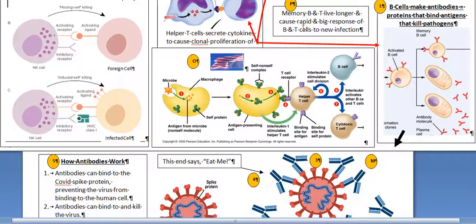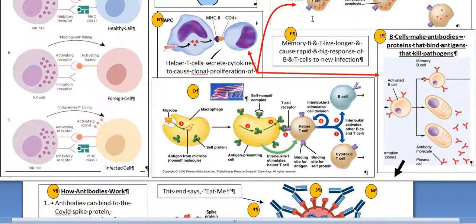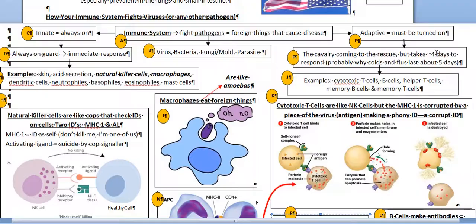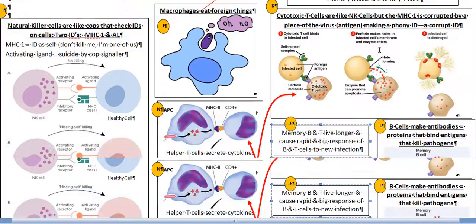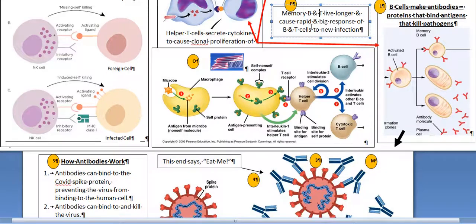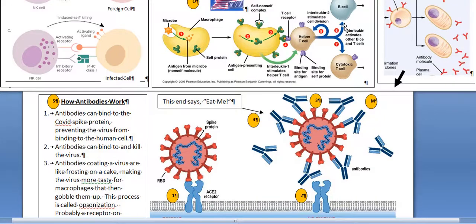So what they do is they're all set. They're all ready to recognize the same pathogen again. They're like, okay, I remember you, right? You whacked this before, so they'll recognize it right away, and they'll launch a rapid and immediate big adaptive response. All right. Right, so what do I say here? They cause a rapid and big response of B and T cells to a new infection. All right, so you're ready for another one.